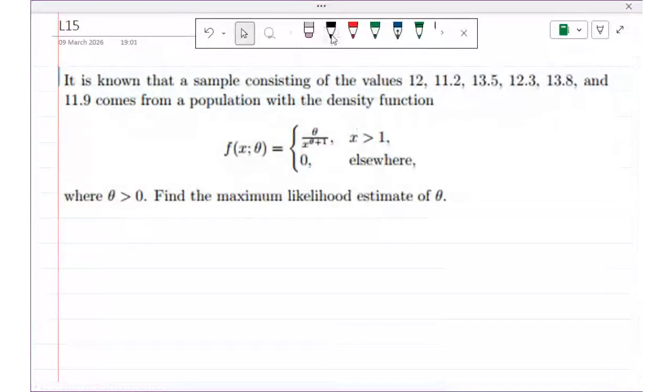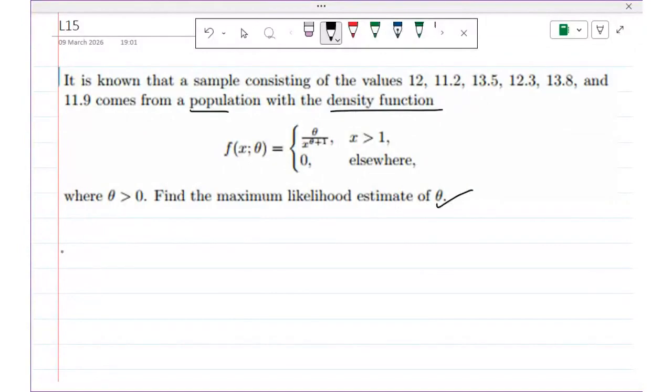It is known that a sample consisting of the values 12, 11.2, 13.5, 12.3, 13.8, and 11.9 comes from a population with density function. So you are given the population density function f of x comma theta, where theta is greater than 0. Find the maximum likelihood estimate of theta. So we have to find what is the MLE of theta.